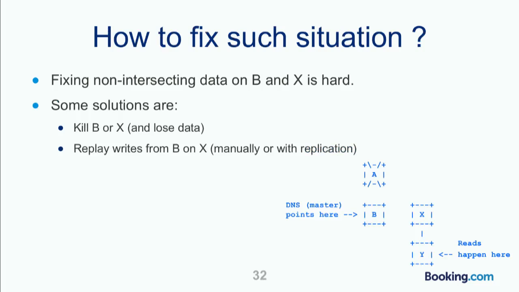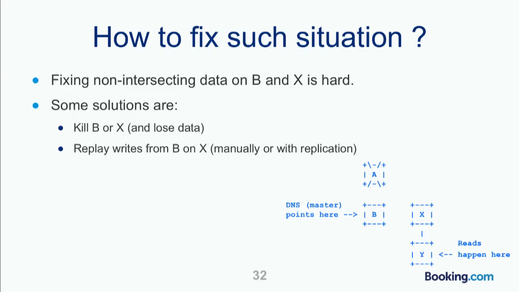The other thing that's, I guess, complicated is, as we said, we ended up in a situation where we had data on B, which wasn't on X and Y, and we had data on X and Y, which wasn't on B. And usually you want to fix something like that. This particular cluster wasn't critical to us, so in the end we basically didn't really worry about the data that was lost. It was statistical data for a system that we were using.